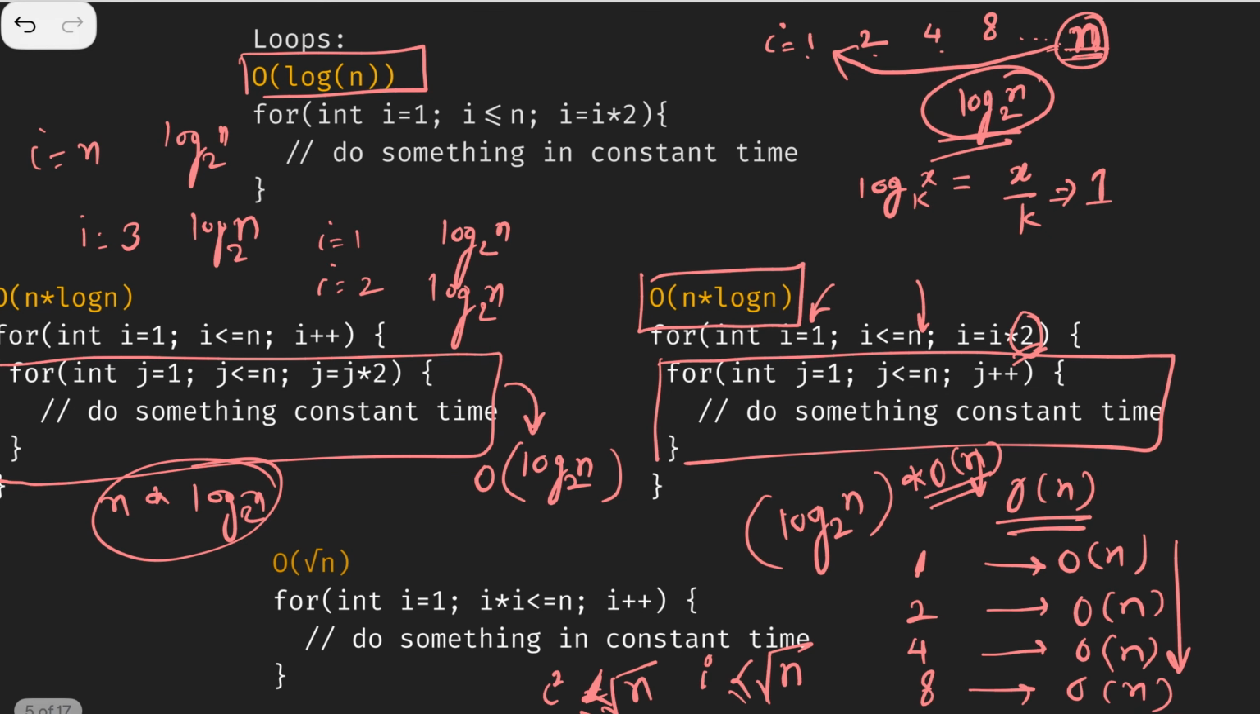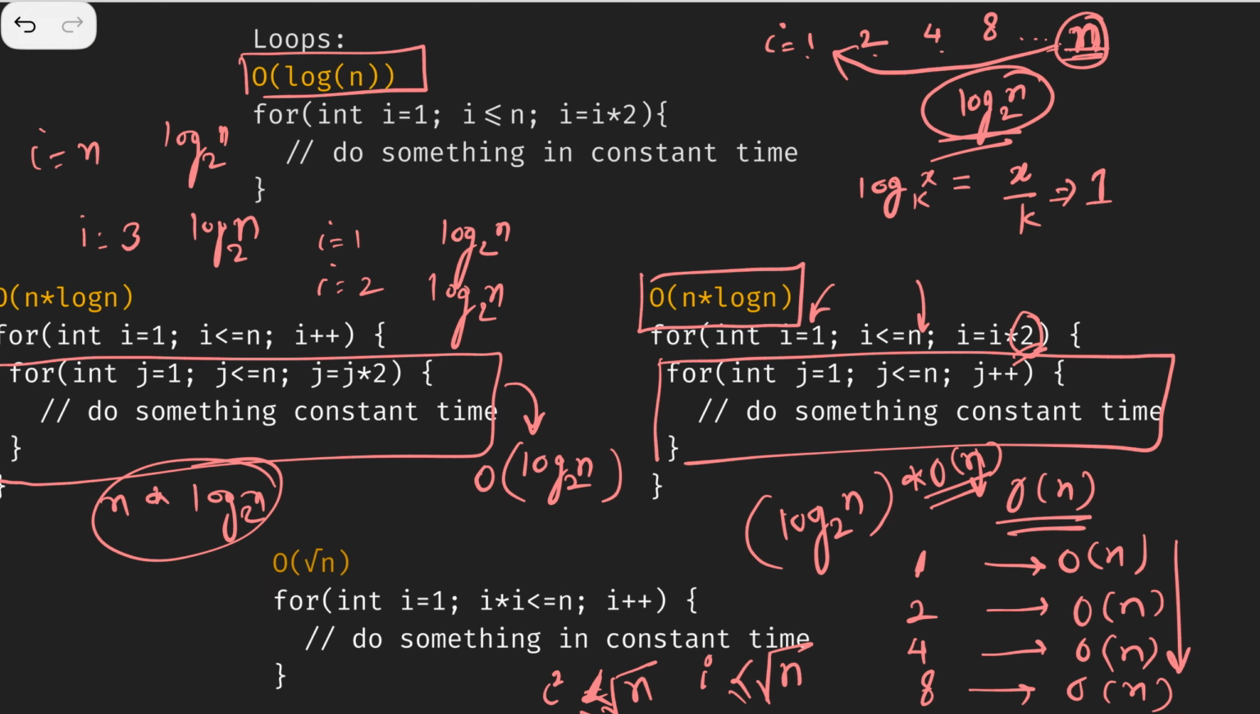Once you understand that the time complexity of this algorithm is going to be log n, you can clearly see for the left algorithm and right algorithm that it's going to be n log n. I have just mentioned this because this is standard. We use this a lot in factorization, in square root decomposition. We have a few algorithms based on this.